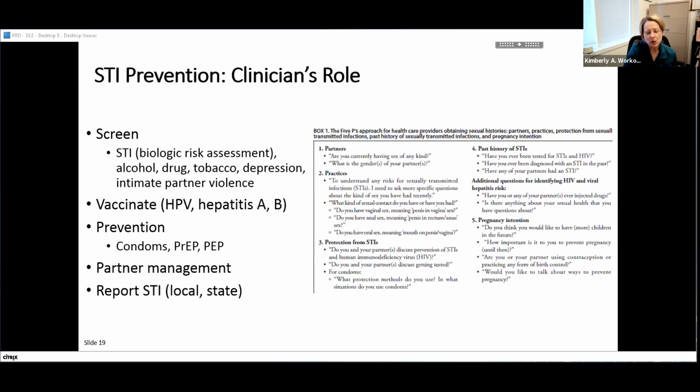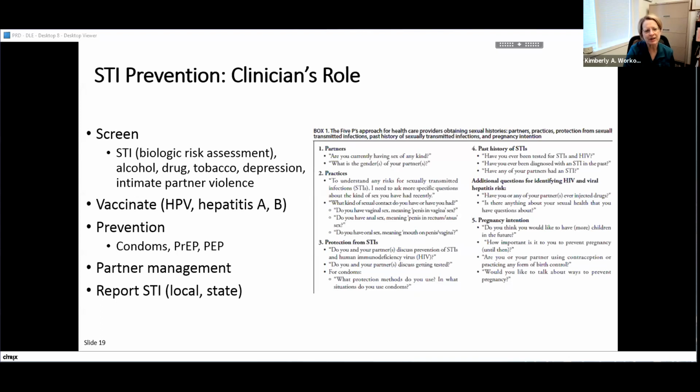So I mentioned that most STIs are asymptomatic, and so we have to take both a biologic as well as a behavioral risk assessment. What you see on the right-hand side of the slide is the 5 Ps approach for getting a sexual history. And these have been revised a bit. These are right from the guidelines, but I would look at those and think about the questions that you ask about practices, partners, protection, pregnancy intention, and that kind of helps you frame your discussion with your patient.